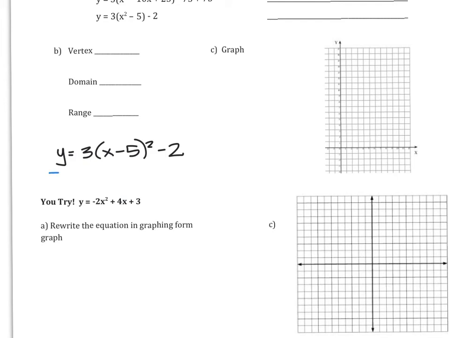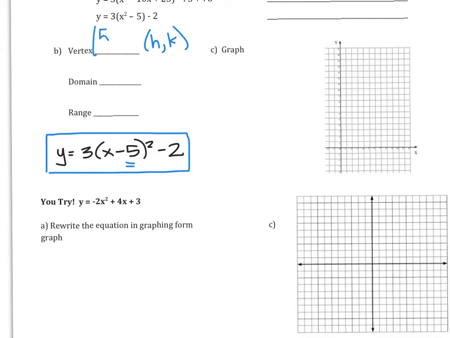Now that we have our equation written in graphing form, it makes it really easy to see the vertex. Remember, the vertex is h and k. H is whatever value is being subtracted, and in this case, the value that's being subtracted is a positive 5. Here's our k value. So 5, negative 2 is where the vertex is. We know this is going to be a parabola, and we put the vertex over 5 down 2. It opens upwards. For the domain, this parabola stretches forever to the left and forever to the right, all inputs would work. So x is all real numbers, or you could say it goes from negative infinity to positive infinity.